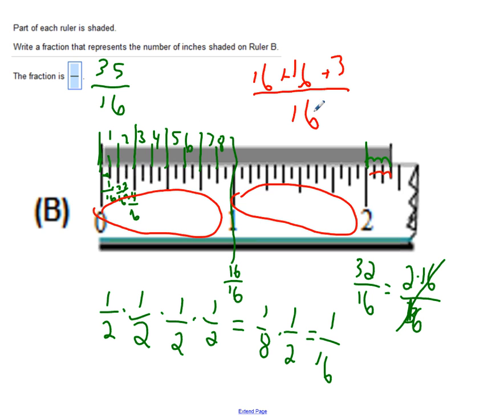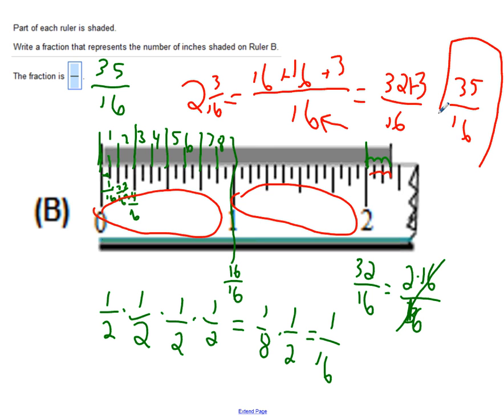So our unit is 16. There's our 16ths, our unit. 16, 16 more, 32, 33, 34, 35. That's how we can go from 2 and 3/16. 2 means 1 plus 1, so 16 plus 16 more, 32 sixteenths, and 3 more, 32 plus 3, that's 35 sixteenths. So that's what it's looking for, 35 sixteenths.